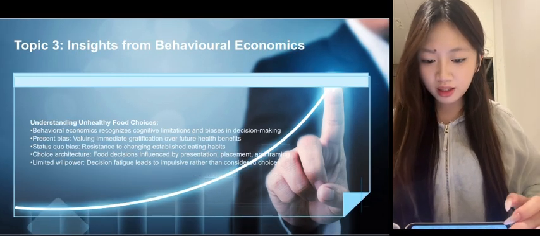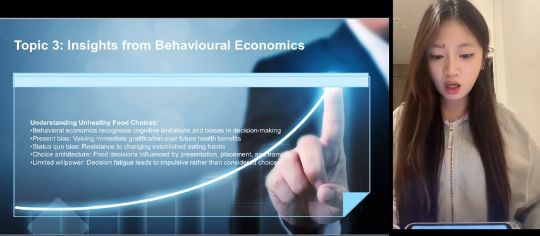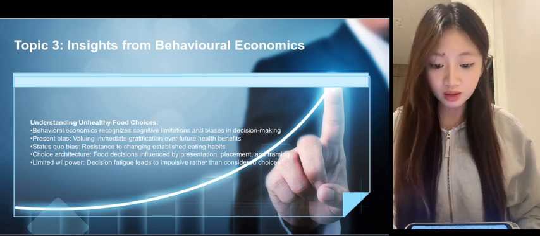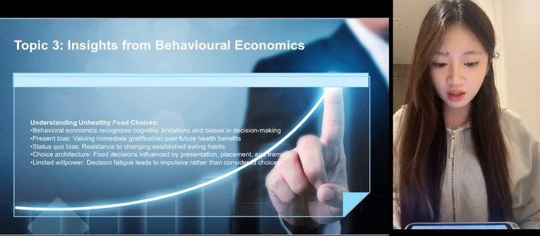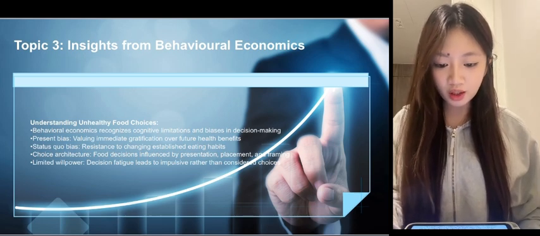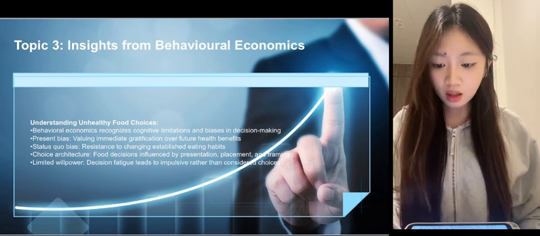Topic 3, Insights from Behavioral Economics. Behavioral economics broadens the scope of economic analysis by including psychological factors. It gives us a deeper understanding of the condition where people prefer healthier food choices, yet constantly indulge in unhealthy eating.